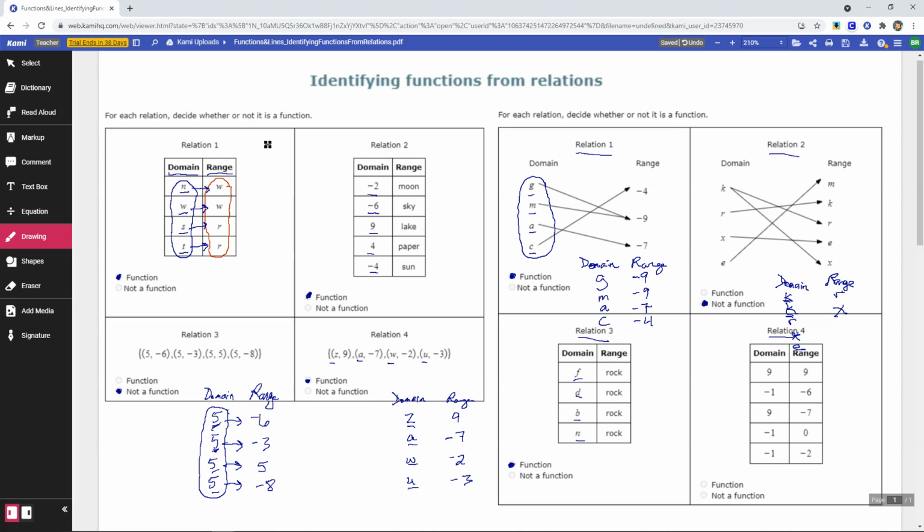In relation 4, we have to take a look. 9 comes up twice with two different values for the range, so we know right away that it's not a function. It also has -1 comes up 3 different times with 3 different values for the range, so we know that it is definitely not a function.